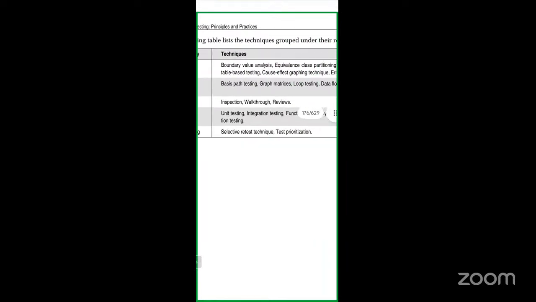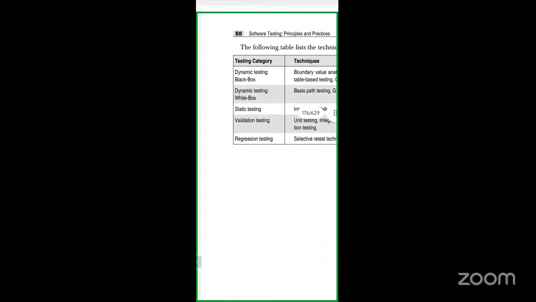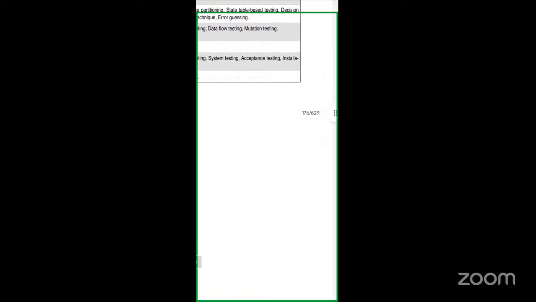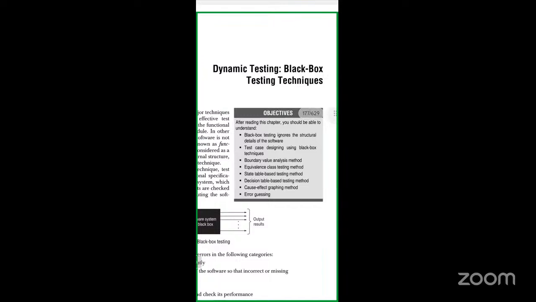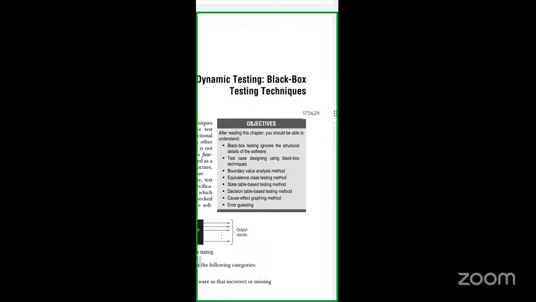Where we will be having inspection, walkthrough, and reviews. Okay, then validation testing includes unit testing, integration testing, functional testing, system testing, acceptance testing and installation testing. Okay, then in regression testing, we will be having selective retest techniques and test prioritization. Okay, so quickly moving on to the first part, that is dynamic testing, that is black box testing strategies.